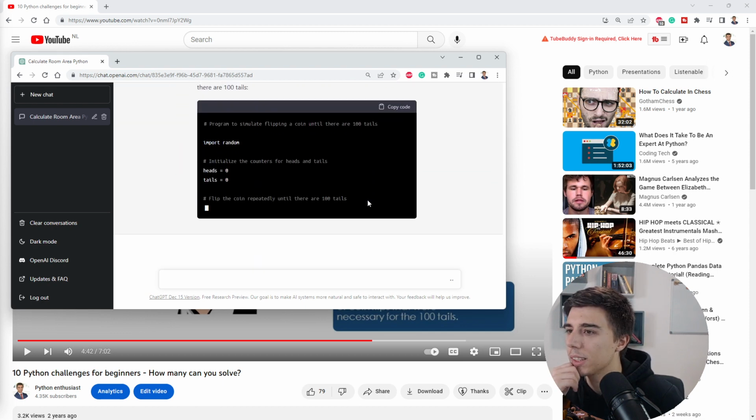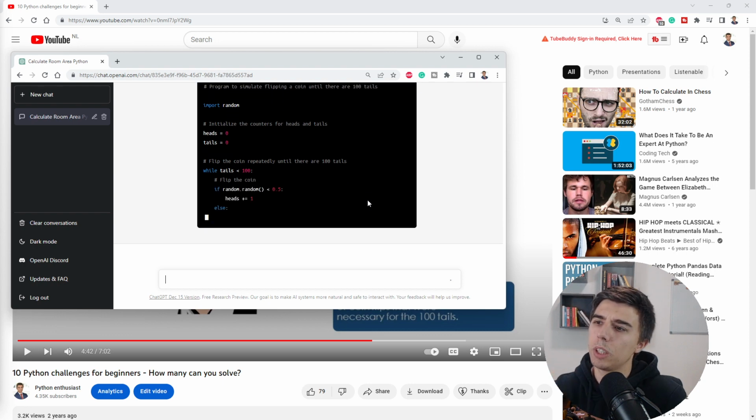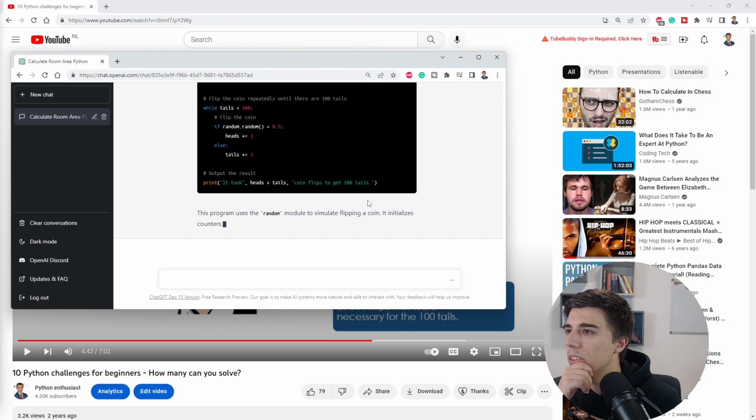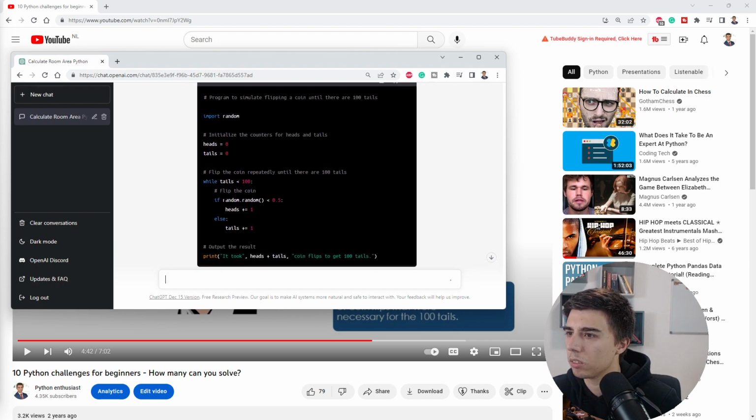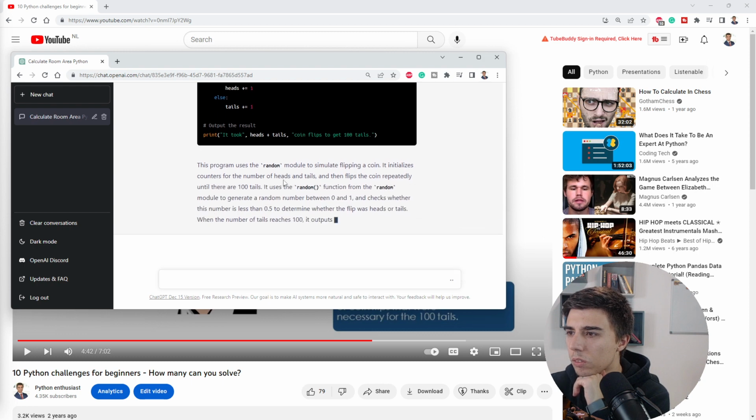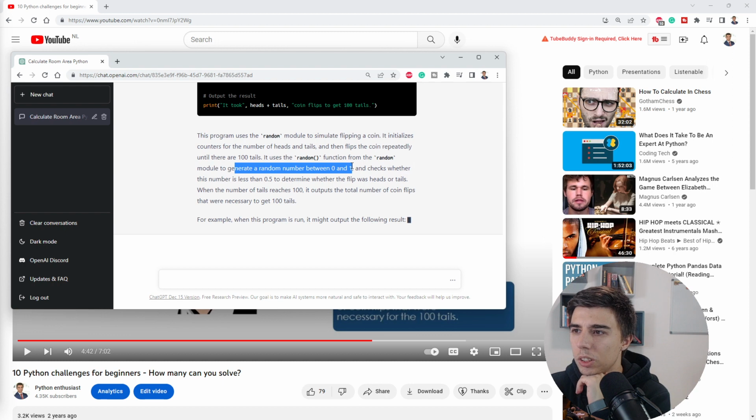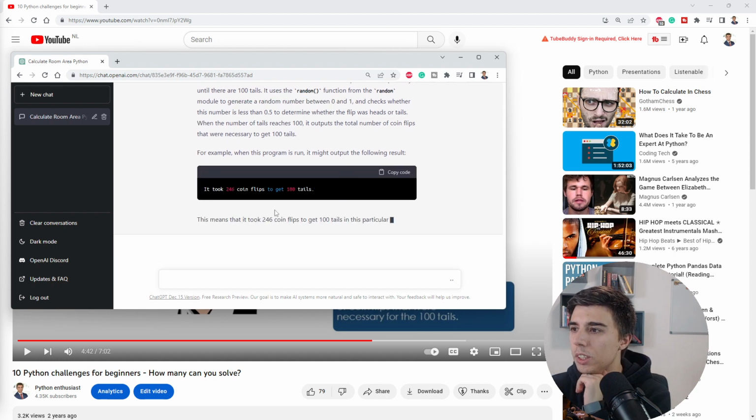Of course, random makes sense. Okay, so while we have less than 100 tails, keep flipping the coin. Yeah, and then it basically just does a random between 0 and 1. Is that correct? Then I guess, is this 0 and 1? Yeah, it just generates between 0 and 1. So, well, 246.